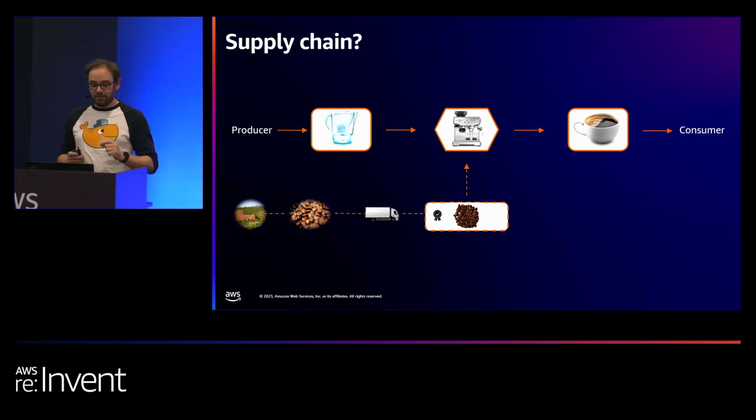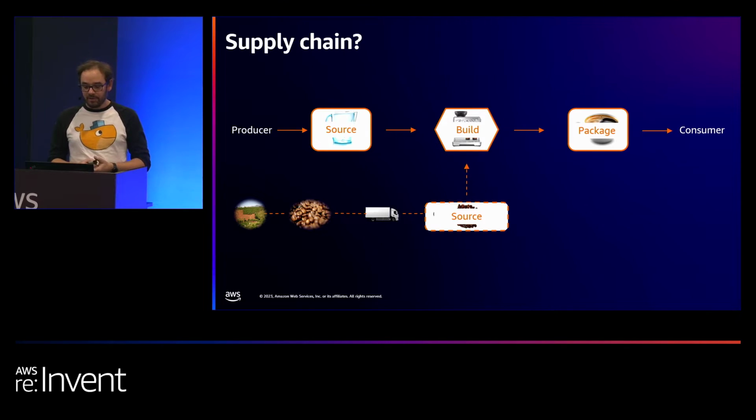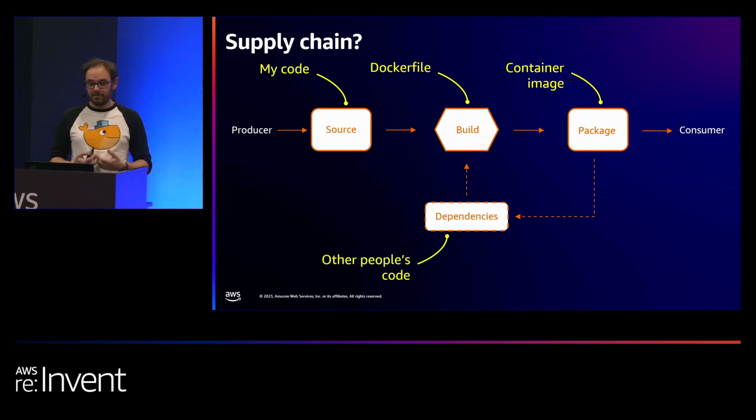If we put that on software, you will have your different sources. You will have your build step, that is the coffee machine in that case. You will have your package, this is your cup. And if you apply that to containers, your package will not be your cup of coffee, but the container image. You will have your build steps, different parts of the code, but you will also have dependencies, like your own code and someone else's code. And that's where it starts to be really interesting.